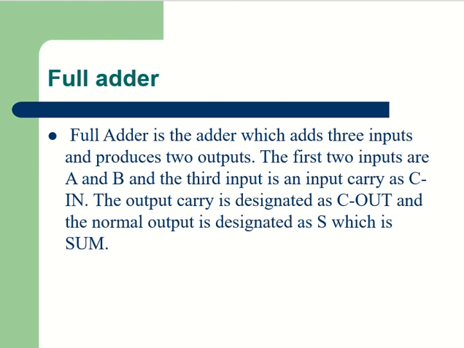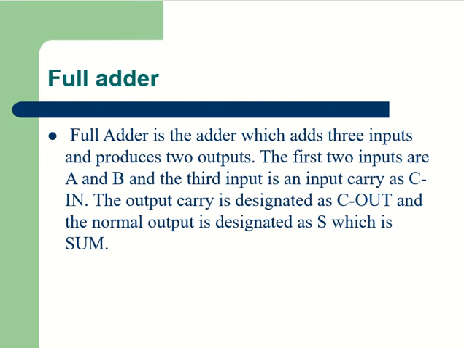Hope I am clear with the half adder circuit. So I repeat, a half adder is one which is going to add two 1-bit numbers, which is going to generate carry as well as sum. The expression for sum is nothing but a XOR b, and the expression for carry is a and b.